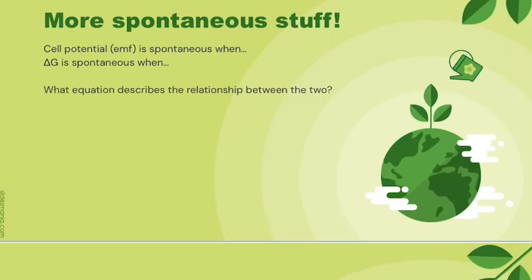Okay, let's talk about Gibbs free energy, cell potential, and spontaneity. We're kind of combining a bunch of topics here. So cell potential is spontaneous when it's a positive value. In this case, we know that delta G is spontaneous when it's a negative value. So a reaction will happen spontaneously if your EMF is positive, if your delta G is negative.